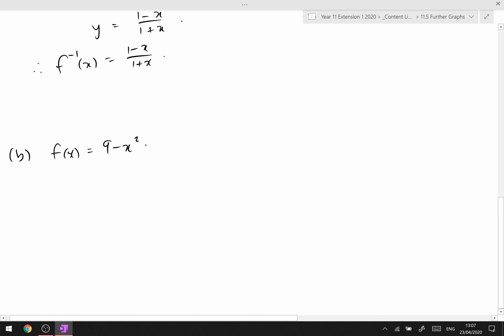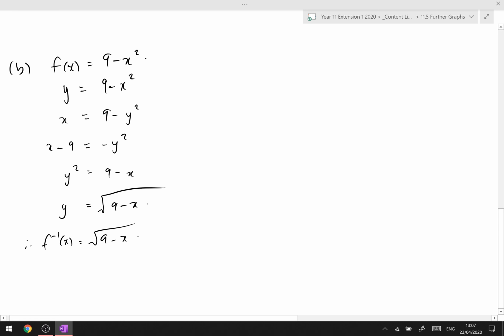Okay, now we're going to do some manipulation to get the y by itself. So move the 9 across, becomes x minus 9 is equal to negative y squared. So y squared has to be equal to 9 minus x. Okay, so it's getting rid of the negative, swapping them around, and swapping the 9 and the x around. Okay, and then to get rid of the square, we're going to take a square root. And so that's my inverse function. Like that. So f of negative 1 of x is equal to the square root of 9 minus x.